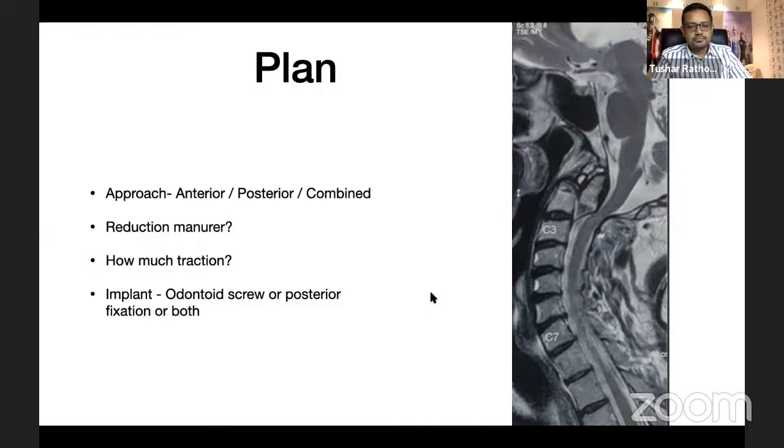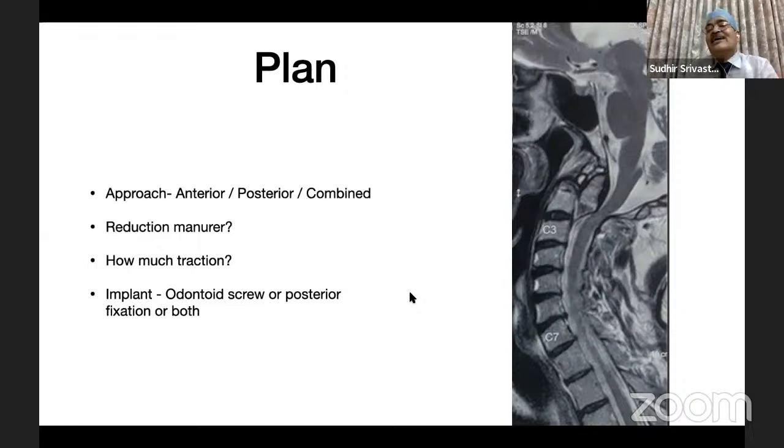Okay. Now, here we know the Steel's rule of 3. See, so the big dens is lying in the canal and the patient doesn't have much of a deficit. Just tingling numbness. So here the space is very copious. There is no problem. And actually, I could not see what is the status of the pedicle of C2. If there is a fracture of the pedicle or lamina, then you have a bigger space.